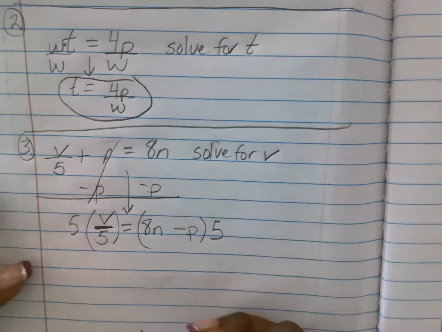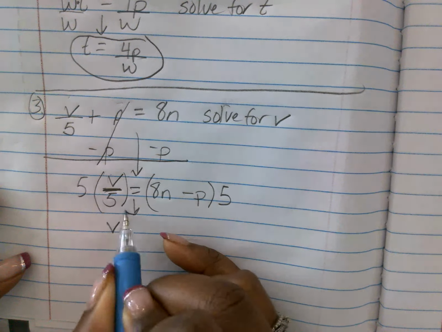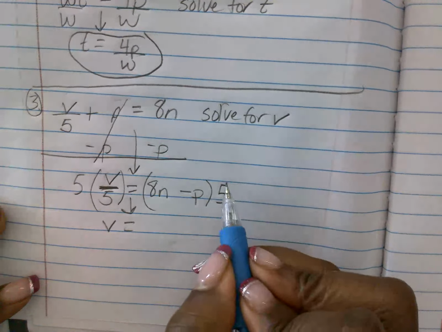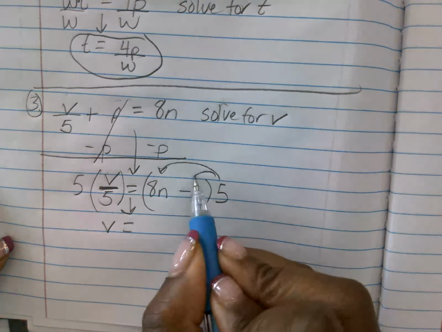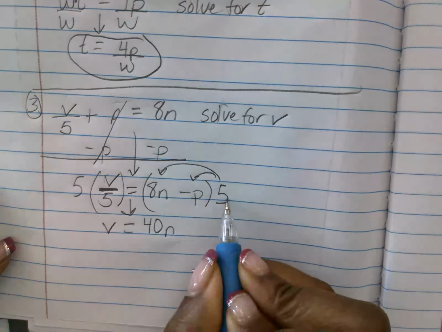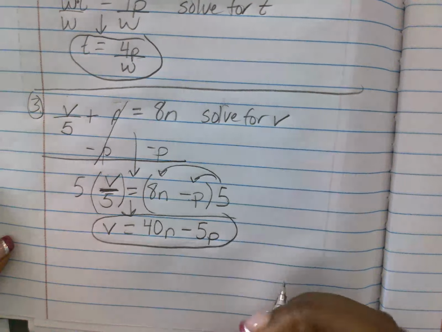So we're going to multiply both sides by 5. So when you multiply both sides by 5 here, what does that give you on this side? V. Good job. Bring down the equal. What does that give us here? What do we do with the 5? Multiply. Multiply by what? The numbers. This is distributive property. So what are you going to get here when you multiply 5 times 8n? 40n. What are we going to do when we multiply 5 times negative p? Negative 5p. Raise your hand if you got that right.